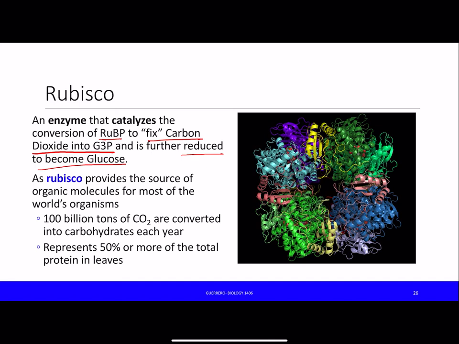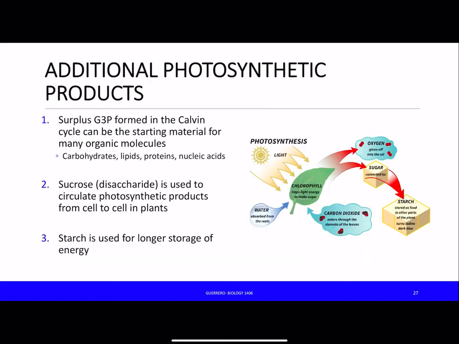And then here it just tells us that lots of carbon dioxide is converted into carbohydrates every year, and it represents 50% or more of the total protein in leaves. So 50% of your total protein in your leaf is actually just this one enzyme, Rubisco. That's how much of it we have and we need.